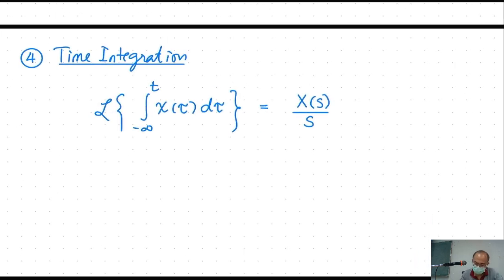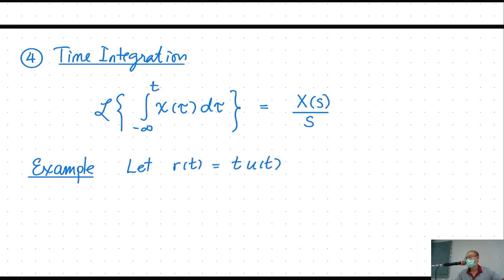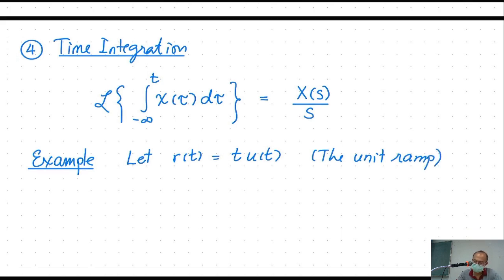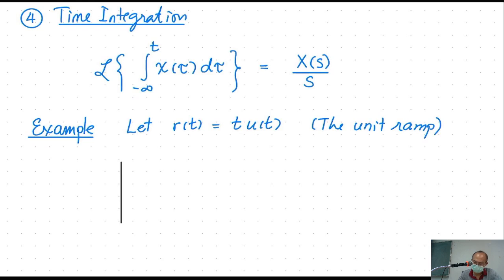Okay, now let's do some example. Let r(t) equal t u(t). Now we're considering this signal, which is called a ramp signal, the unit ramp signal. The unit ramp signal is a signal that increases with time linearly with a gradient equal to 1. So this is the shape of the unit ramp signal.